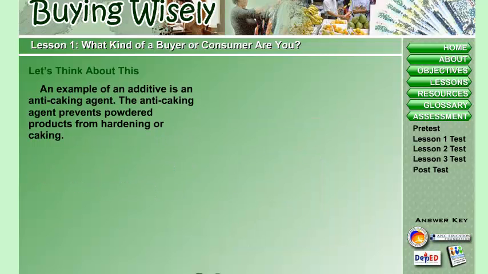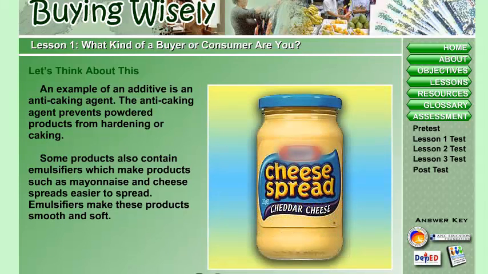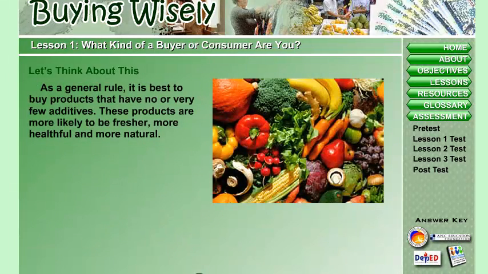An example of an additive is an anti-caking agent. The anti-caking agent prevents powdered products from hardening or caking. Some products also contain emulsifiers, which make products such as mayonnaise and cheese spreads easier to spread. Emulsifiers make these products smooth and soft. As a general rule, it is best to buy products that have no or very few additives. These products are more likely to be fresher, more healthful, and more natural.